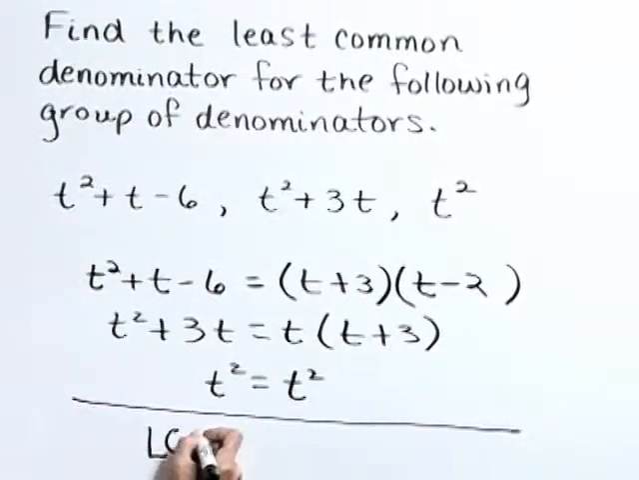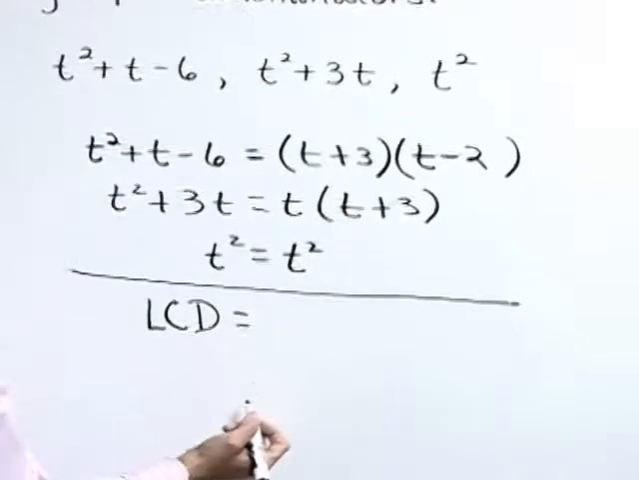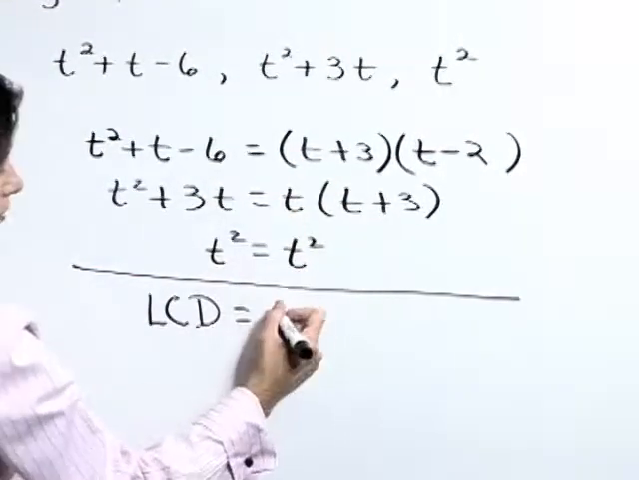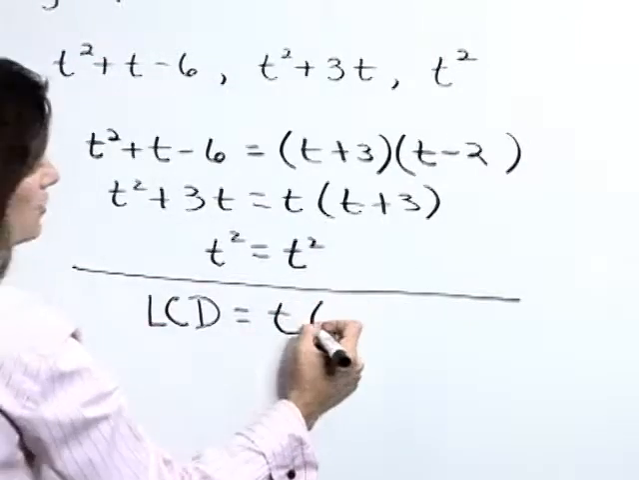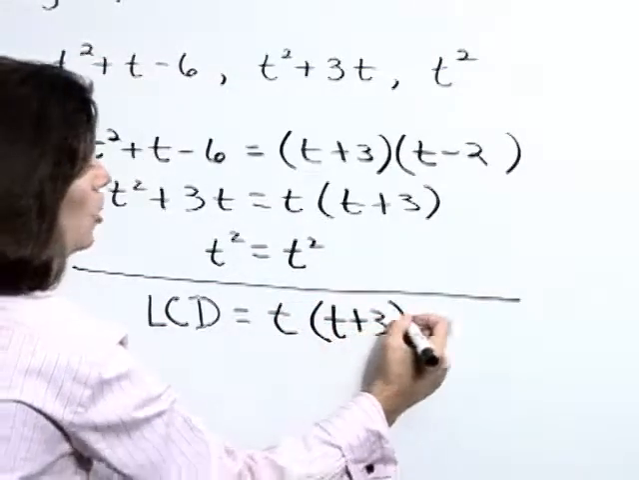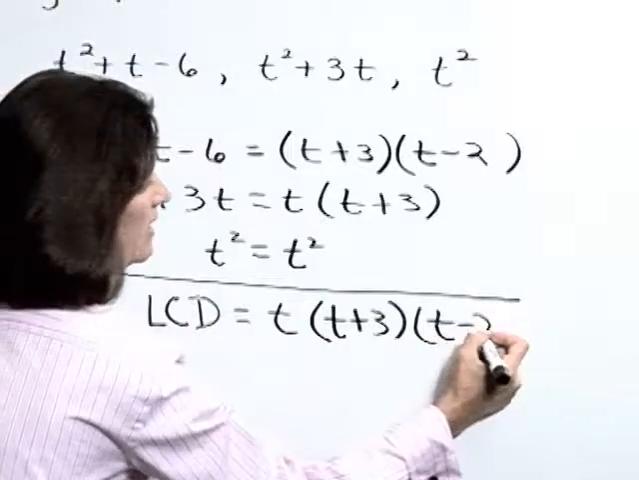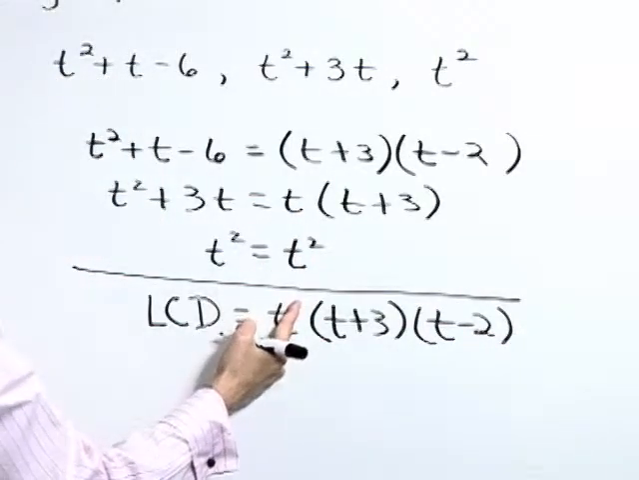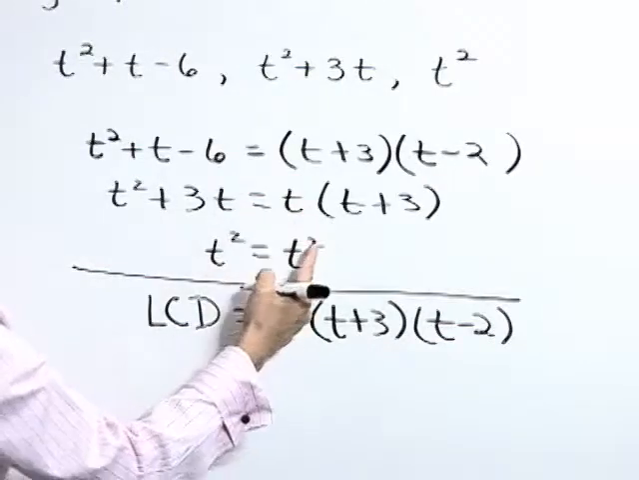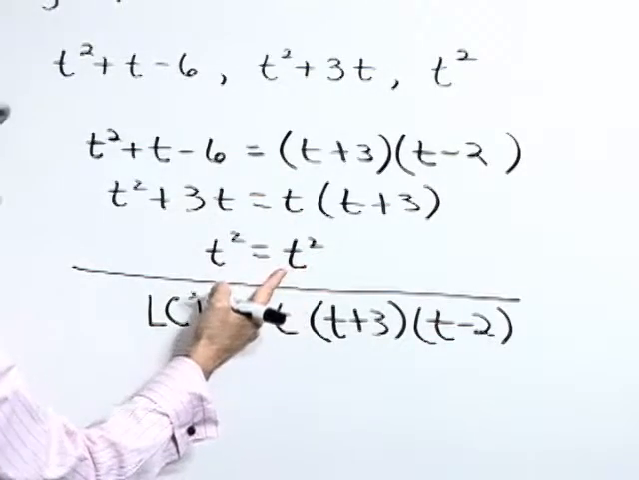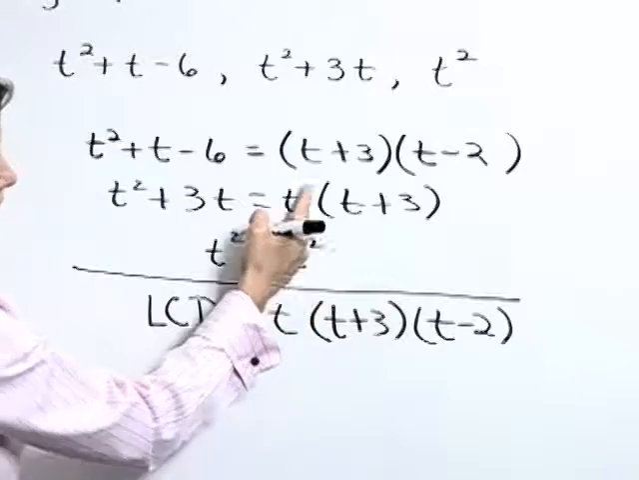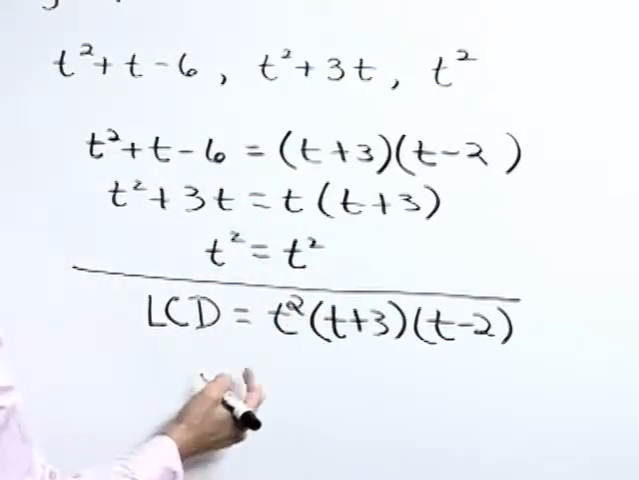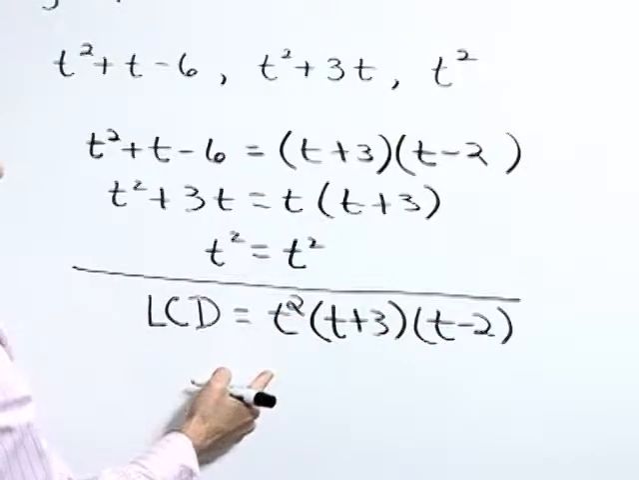Now our lowest common denominator is going to include every factor that we see here. We see a factor of t. We see a factor of t plus 3. We also see the factor of t minus 2. But we also want to pull down the largest exponent that we see in any of these factorizations. So right here we see a t squared and a t to the first. We need to pull down that larger exponent, the 2.